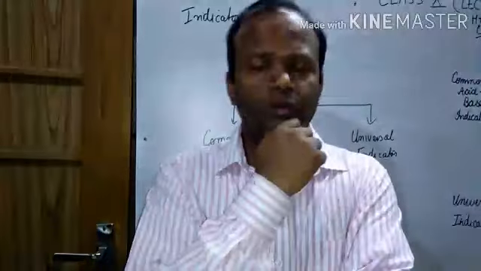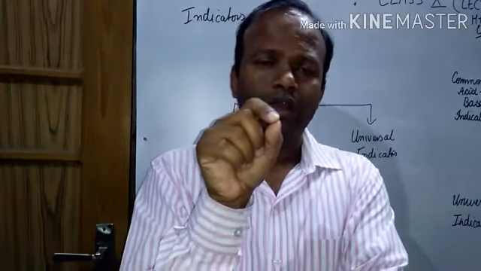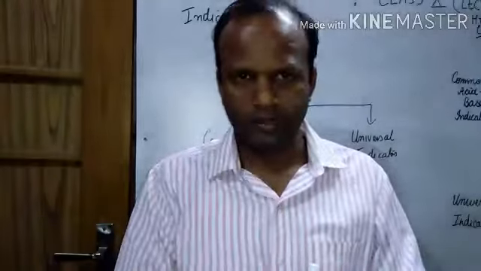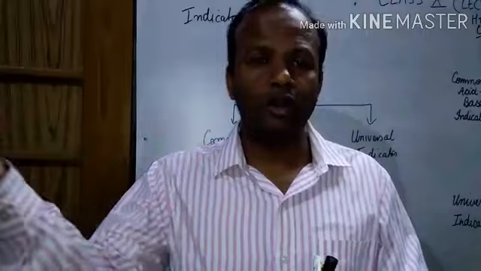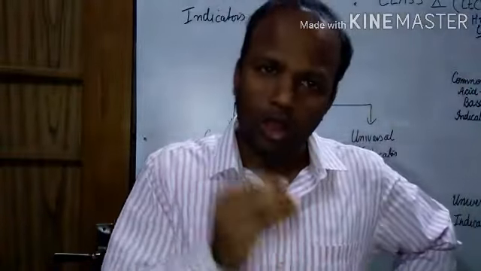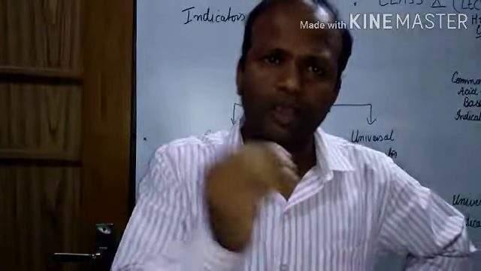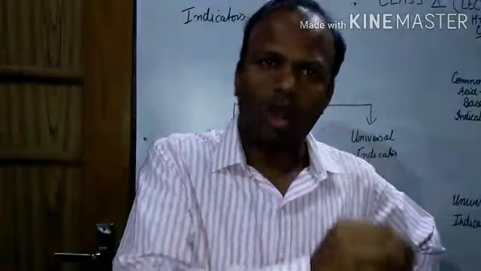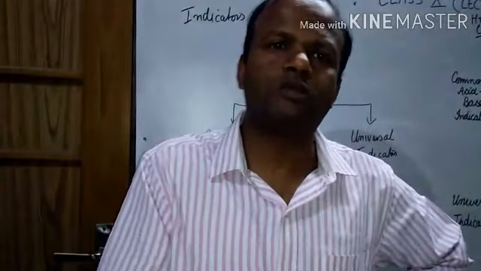Now, how an indicator works is important, and I have to tell you that. Indicators are actually weak organic substances. Weak organic substance means a weak natural, naturally occurring substance, as in the case of litmus, or they are either a weak acid or a weak base. Weak acid means the dissociation of H plus ion is quite less, and in a weak base the dissociation of OH minus is.